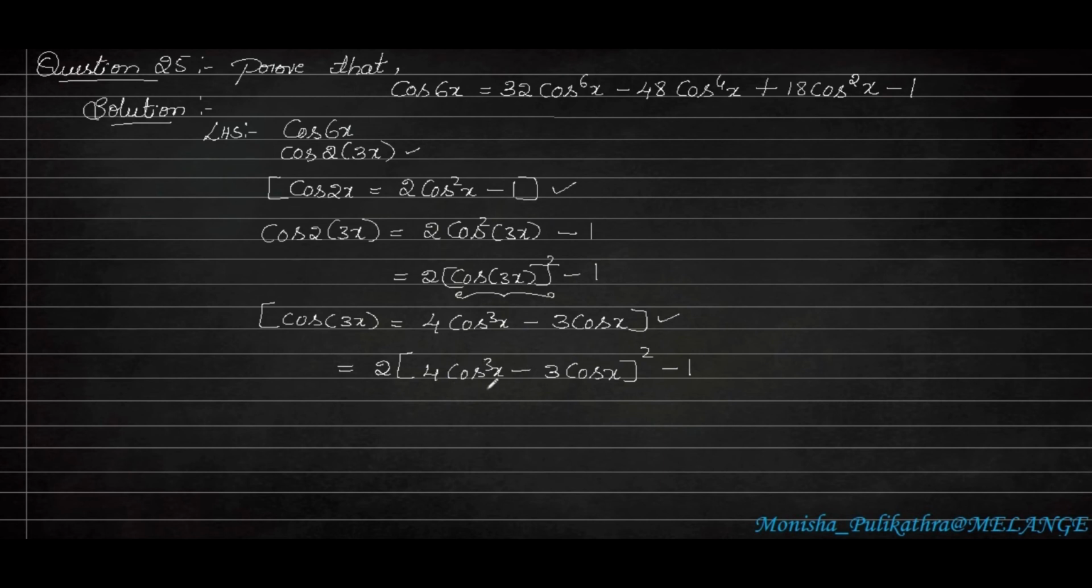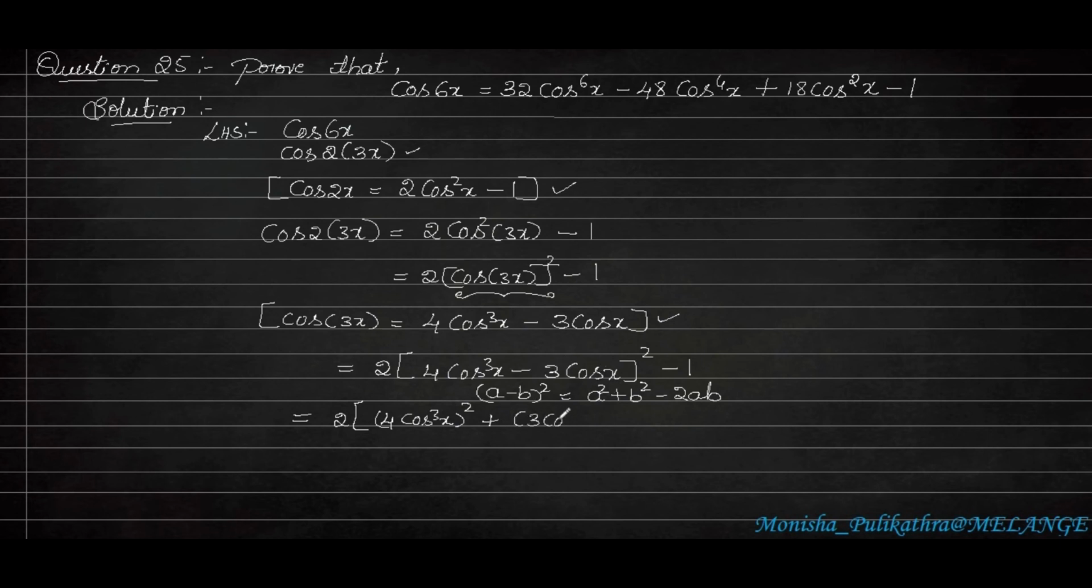Now this step will become a minus b whole square. You can apply this a minus b whole square identity. a minus b whole square is a square plus b square minus 2ab. So we have to convert this expression into the form of this algebraic identity. So now instead of a, 4 cos cube x is considered as a here. So 4 cos cube x whole square. This entire term will become a square, plus b square, where b is 3 cos x.